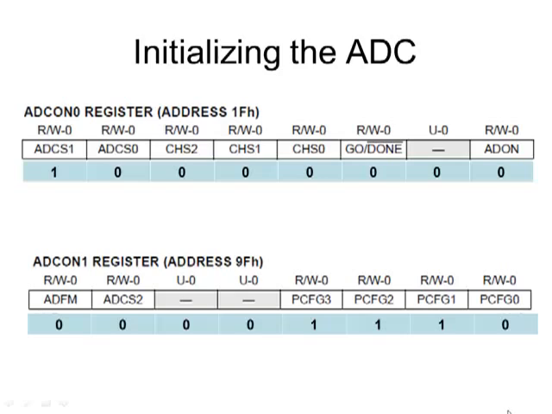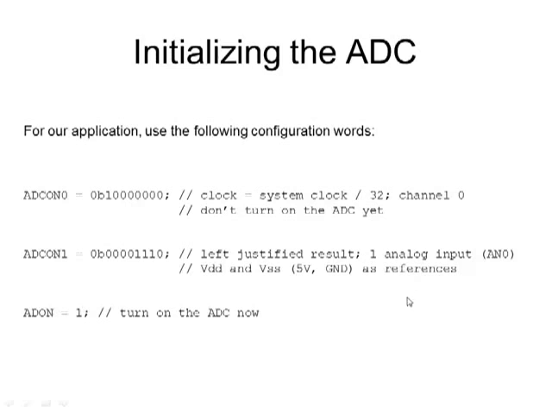To initialize the analog to digital converter, we're going to write a byte to each of these 2 registers. So this would be the configuration word for one of the registers. This would be the configuration word for another register. I went through previously how to get these bits. This is the software that will do this. So I'm going to take ADCON0 and write 0B, that means it's a binary number, and here's the binary number. So ADCON0 is assigned this binary number right here.